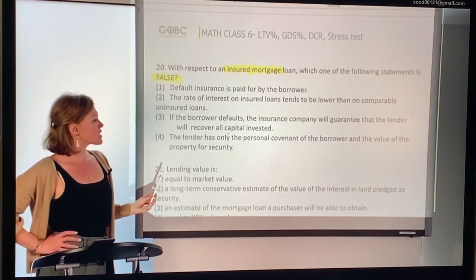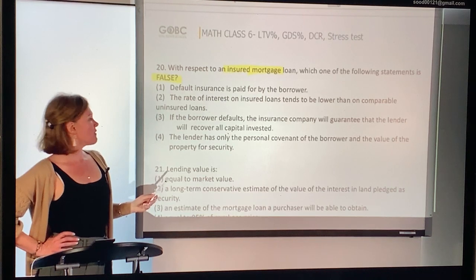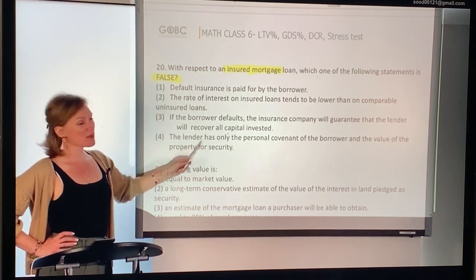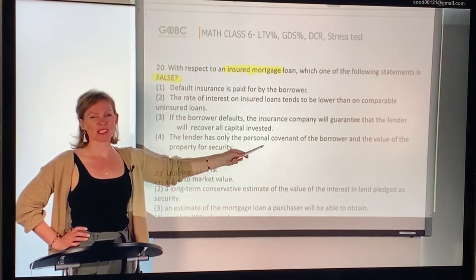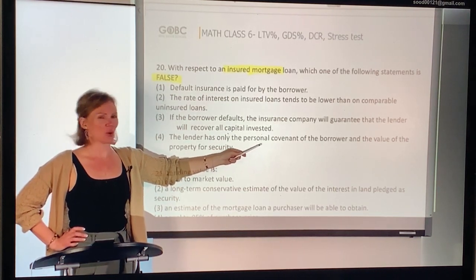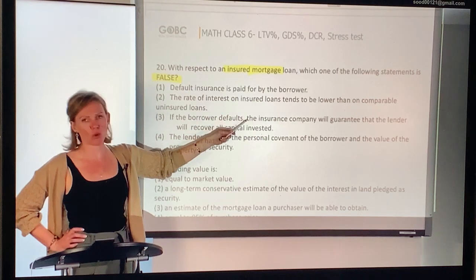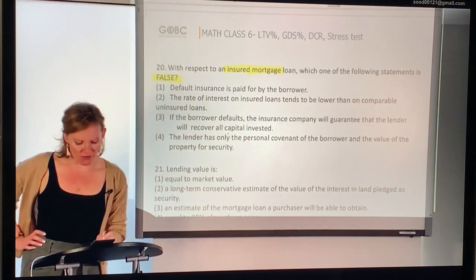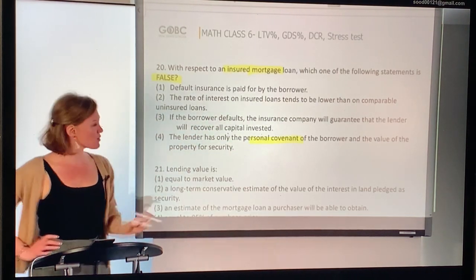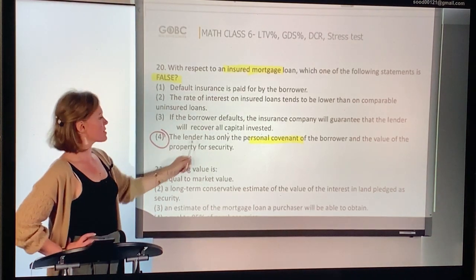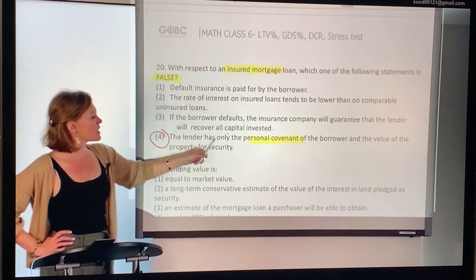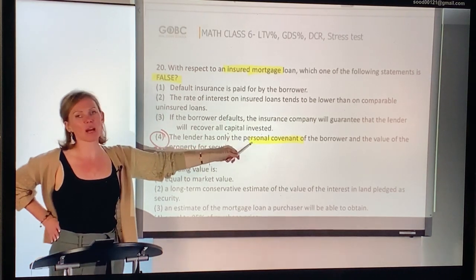Option 4, the lender has only the personal covenant of the borrower and the value of the property for security. So basically they're saying that just because you pay for the insurance, if you default they'll still come after you. Is that what you pay for the insurance for, so they can still come after you? No. You're paying for the insurance so the insurance will pay for you. So there are no personal covenants they can come after when it comes to an insured mortgage.